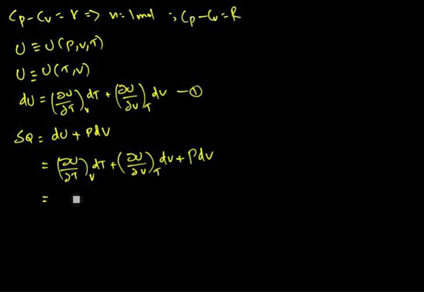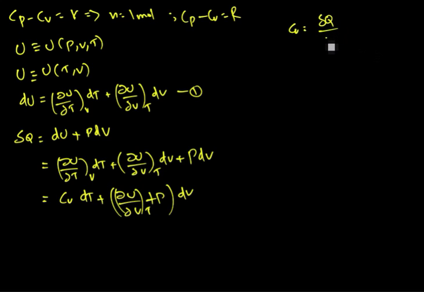But we know that dou U by dou T at constant volume is nothing but Cv, so we get Cv into dT plus dou U by dou V at constant temperature plus P into dV. Here dV is a common factor. This Cv is obtained from the definition of Cv, which is del Q by dT, the rate of change of heat with respect to temperature at constant volume.